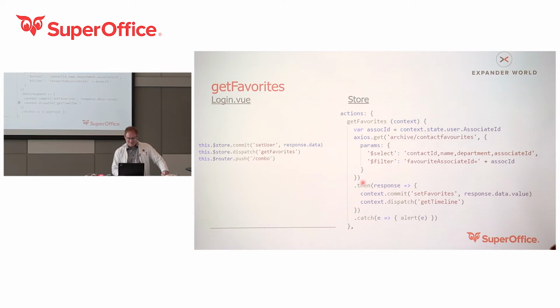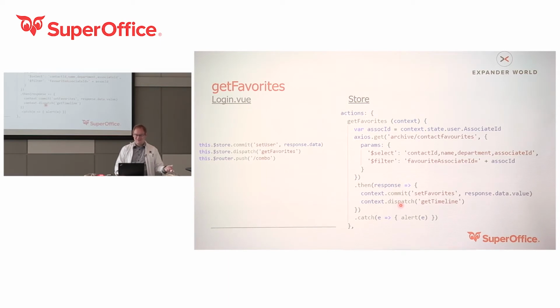And then once this call finishes, we'll come back here, and we can call set favorites with the value that we got here. We get back a list of objects that contain contact ID, name, department, associate ID. We say set favorites, and then trigger getTimeline to say, okay, now we've got favorites, now we can go get the activities on those. So now we know the contact IDs, we can go get activities for those contact IDs. Sorry about that.